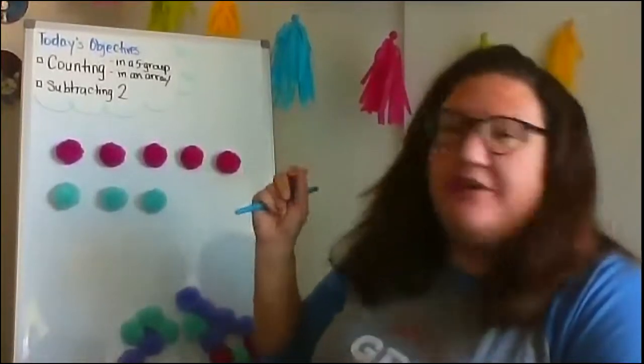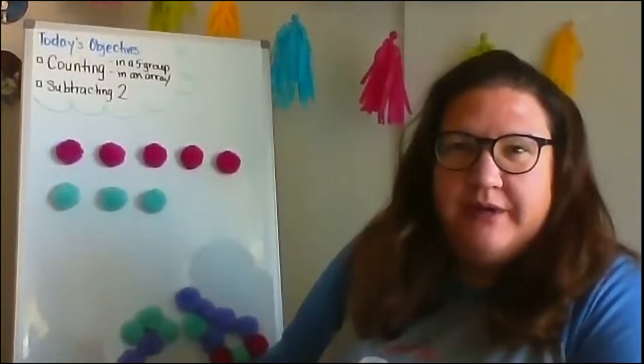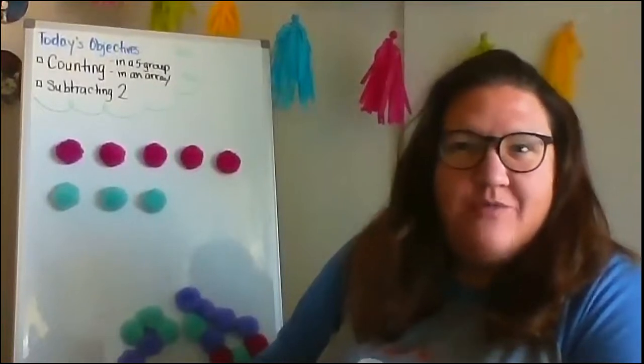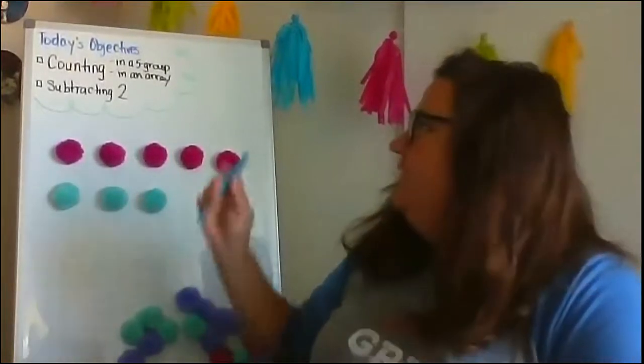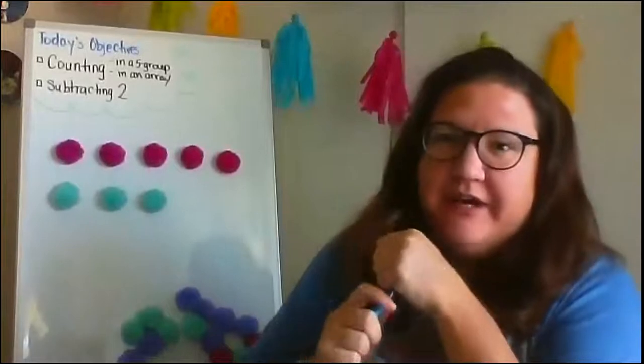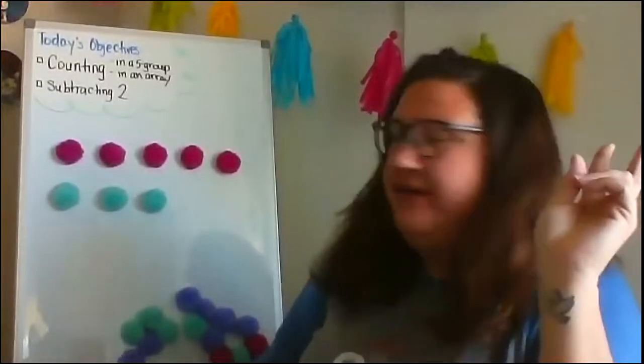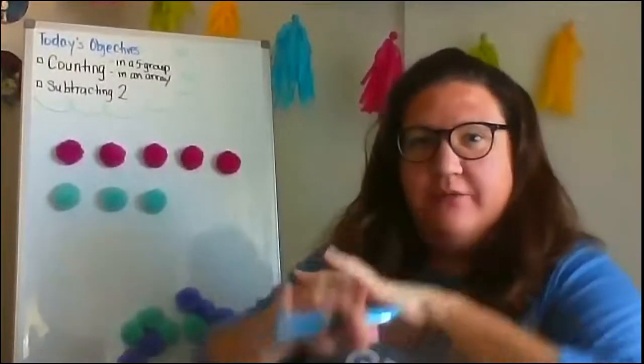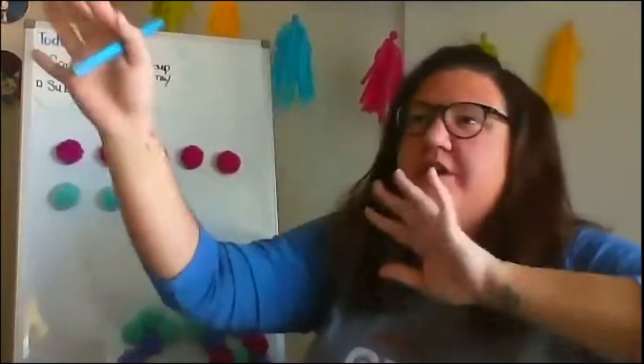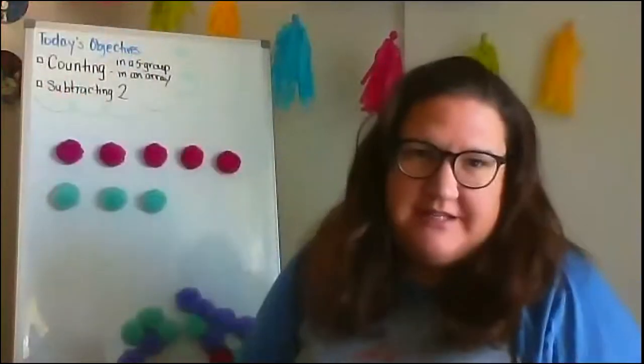Today, first I'm going to start with our objectives. Objectives means what are we going to learn and why are we going to learn it? The first one is counting. We're going to count in 2 different ways. We're going to count in a 5-group way and an array. Array means the objects are just all over the place, right?